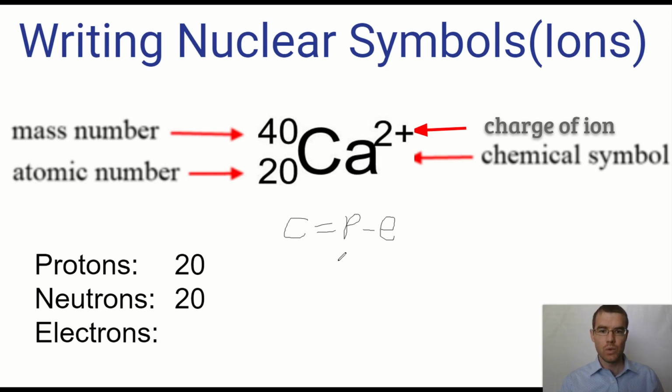And so our number of protons is 20, and our number of electrons, well, we don't know. But what we do know is that we've got to have a 2+ charge. Now, what do you have to have for electrons? Well, 20 minus what gives you a positive 2. And so 20 minus 18 would give you a positive 2. And so that's where this charge comes from.